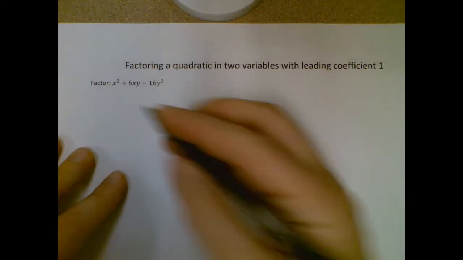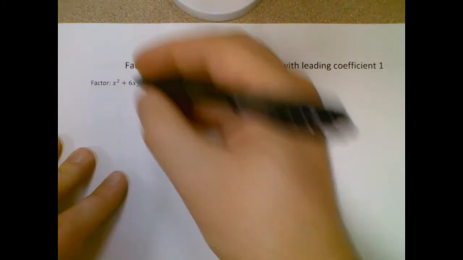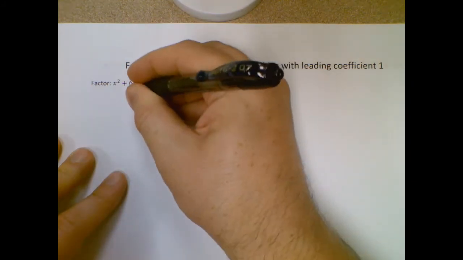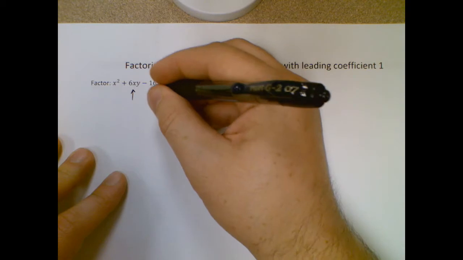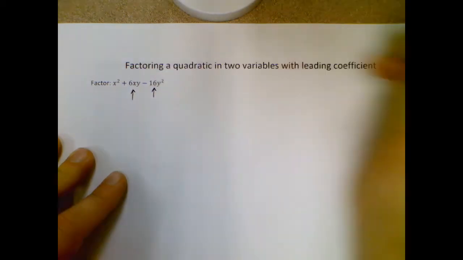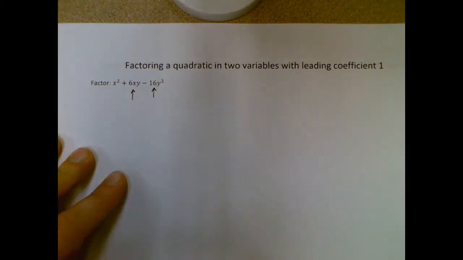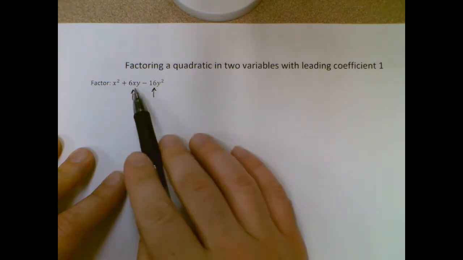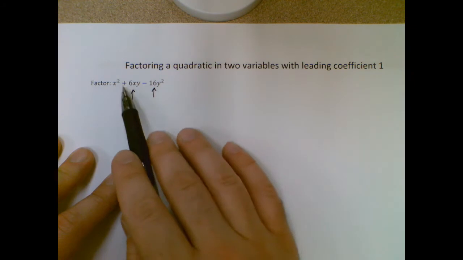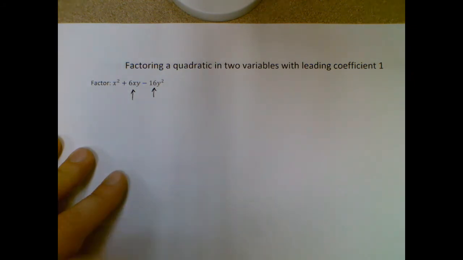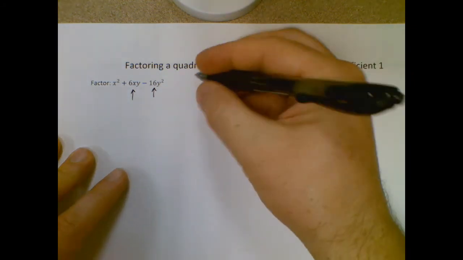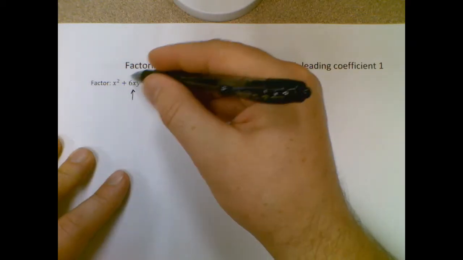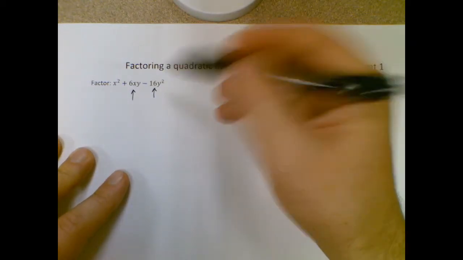So what I'm looking for whenever this leading coefficient is 1 is I need two terms that multiply to this number and add up to this number. I'm kind of ignoring the variables for a second because it's already in order. So I have x squared, xy, y squared. So the variables will actually take care of themselves. So I'm just looking at the numbers for the time being. So there's a lot more ways to add to 6 than there are to multiply to -16.